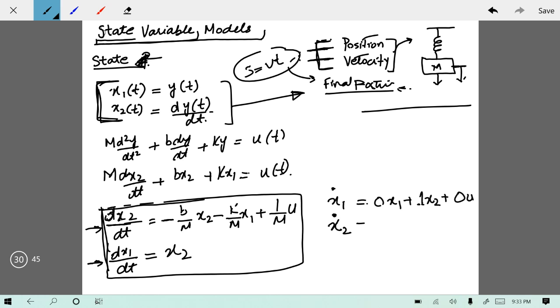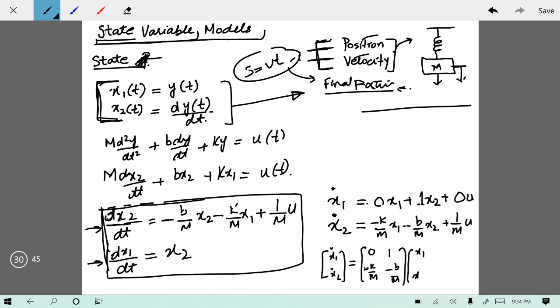Similarly, x2 dot is equal to minus k over m x1 minus b over m x2 plus 1 over m into u. Now if I try to write it in matrix form, I can write it as [x1 dot, x2 dot] is equal to [[0, 1], [minus k over m, minus b over m]] times [x1, x2] plus [0, 1 over m] into u.